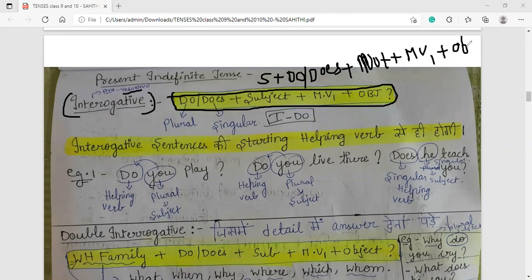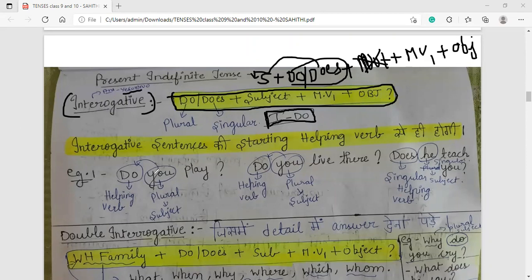But here there is only one exceptional case. Not should not be there because it's not a negative sentence, and the helping verb should be transferred to the front of the subject. So do or does plus subject plus main form of verb plus object. As I said, I is an exception. I takes the plural form of verb, so it should be the plural form.